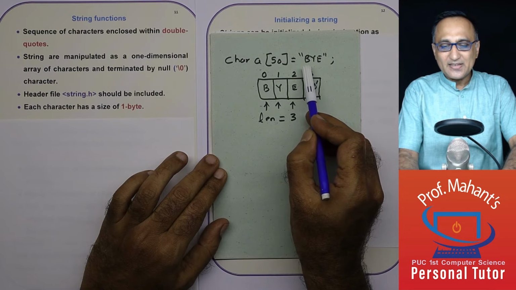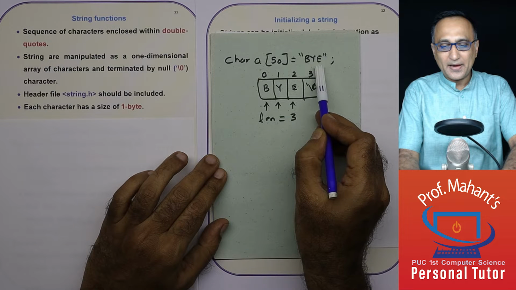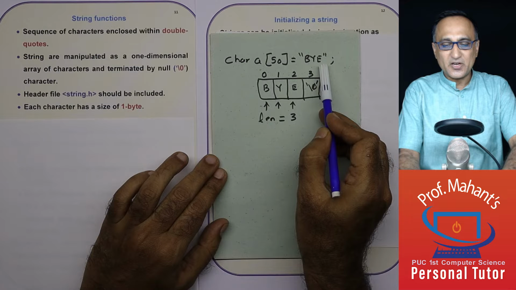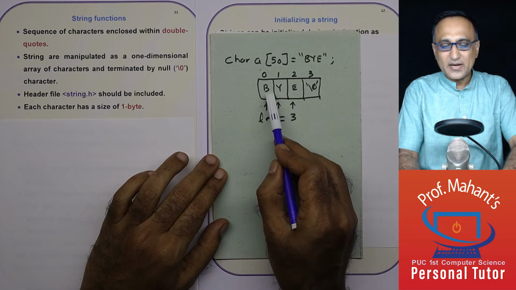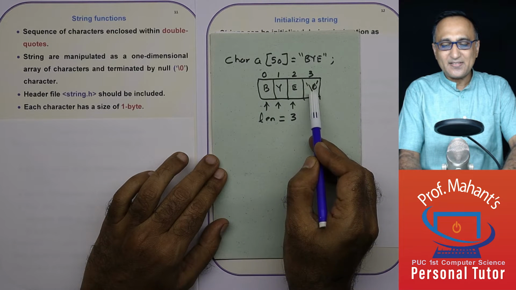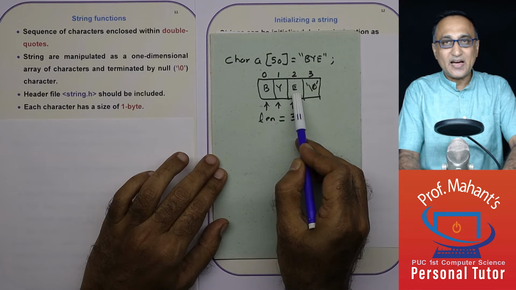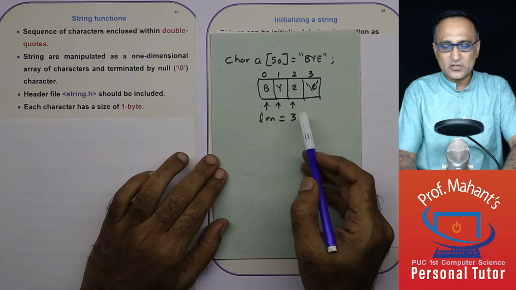I have given it the initialization "bye". Anything in double quotes is basically a string. In memory, it is stored like this: B, Y, E, and then null to indicate that this is the end of the alphabets or whatever data is given by the user.